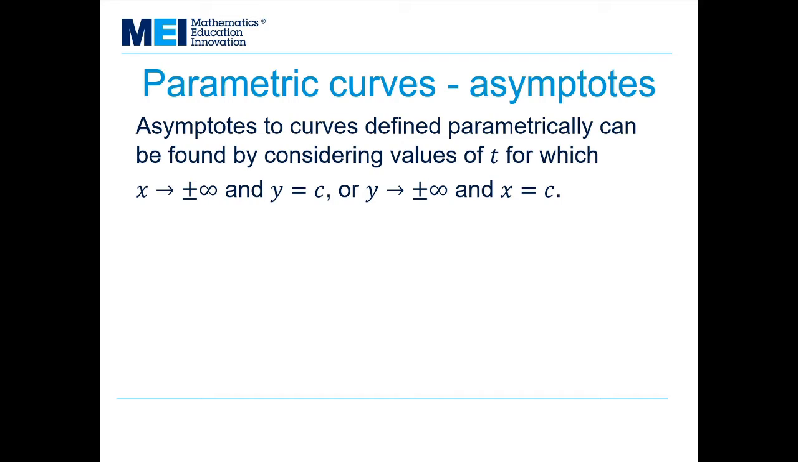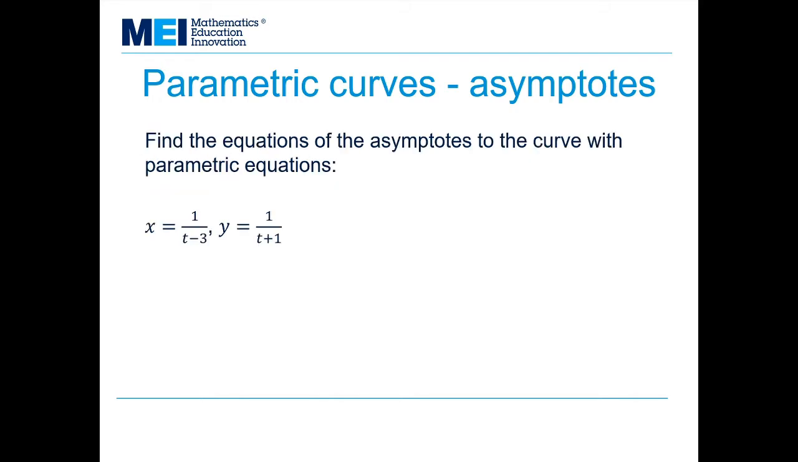If we have a curve defined parametrically, we can find its asymptotes by considering values of t for which x tends to plus or minus infinity and y is equal to a constant, or y tends to plus or minus infinity and x is equal to a constant. Let's have a look at an example.